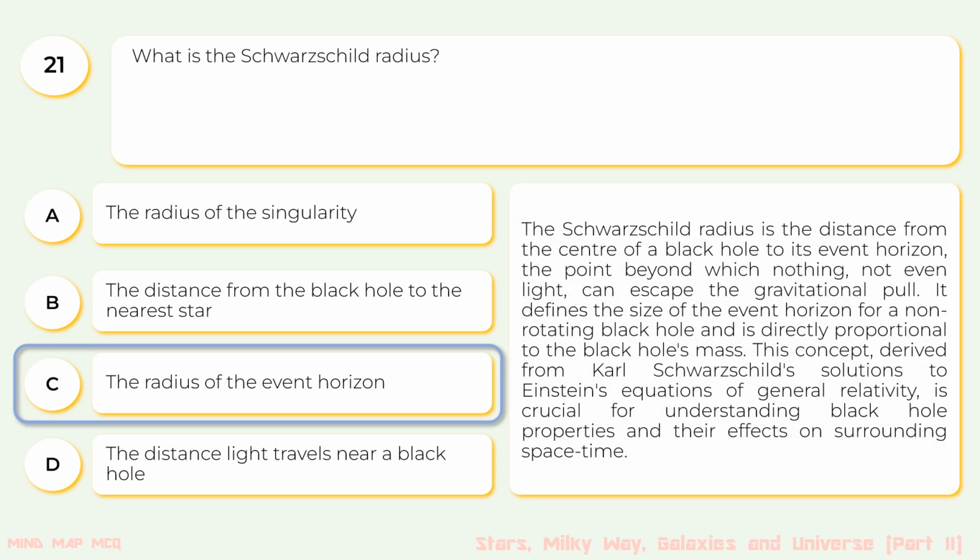The Schwarzschild radius is the distance from the center of the black hole to its event horizon, that point beyond which nothing, not even light, can escape the gravitational pull. It defines the size of the event horizon for a non-rotating black hole and is directly proportional to the black hole's mass. This concept, derived from Karl Schwarzschild's solution to Einstein's equations of general relativity, is crucial for understanding black hole properties and their effect on surrounding space-time.